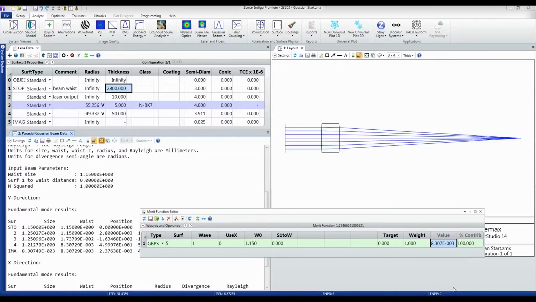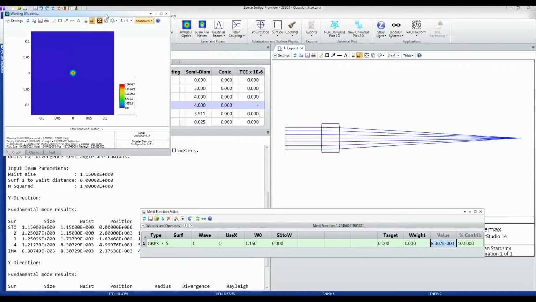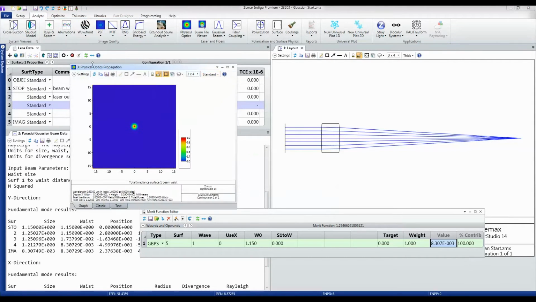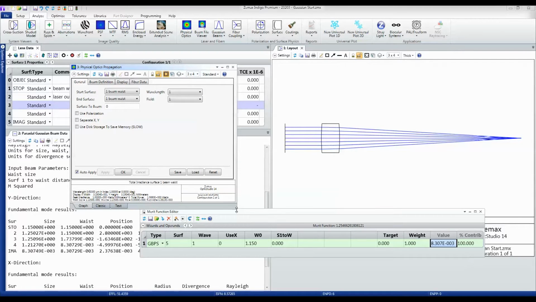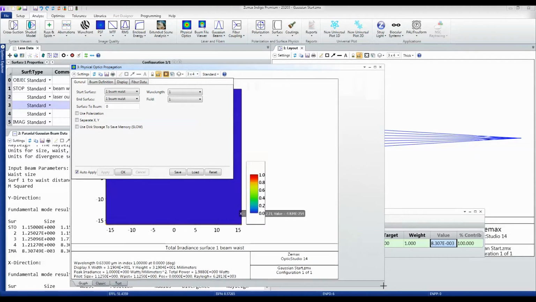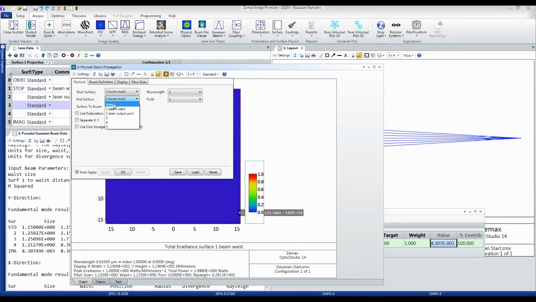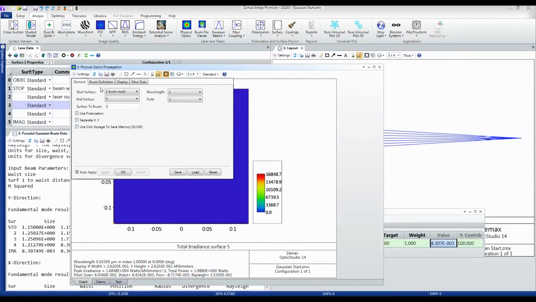Physical optics is the detailed study of how a coherent beam propagates through a system surface by surface. It's found under Laser and Fibers, in the Physical Optics group here. If I open this window, the first thing I'm going to do is just look at the settings for this window. And I'm going to propagate the beam starting at the waist through to surface number 5.